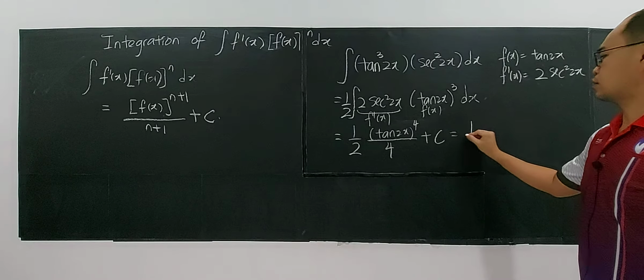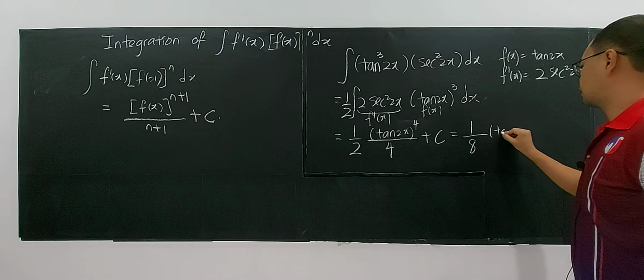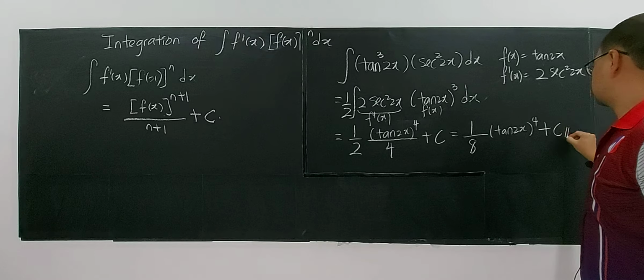It will be a lot easier if you remember the formula. 2 times 4 is 8, so the answer is tangent 2x to the power of 4, over 8, plus c.